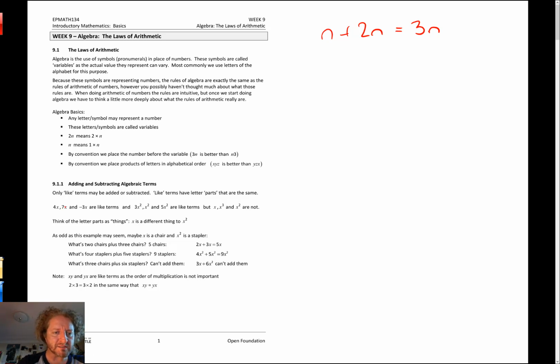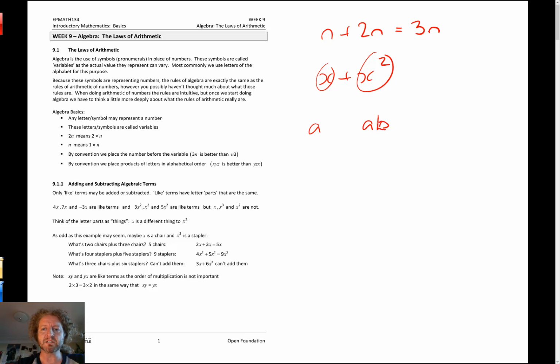Same with 4x, 7x minus 3x. They're all like terms. But 3x squared and 7x are not like terms. Like if I just said, what is x plus x squared? Well, I can see they've got something in common because there's x's involved. But an x is a different thing to an x squared. An a is a different thing to an ab.